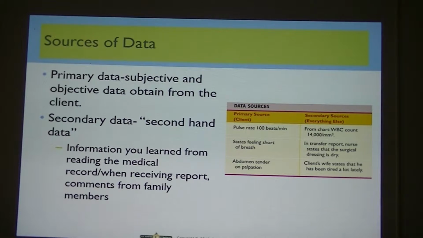There are also sources of data: your primary data and your secondary data. Your primary data is both the subjective and objective data obtained from the client only. So that's the data you collected from your physical assessment, your vital signs from that patient, and anything the patient told you. Secondary data is secondhand data. That is information you learned when you read their medical chart, or that other nurses or family members told you.